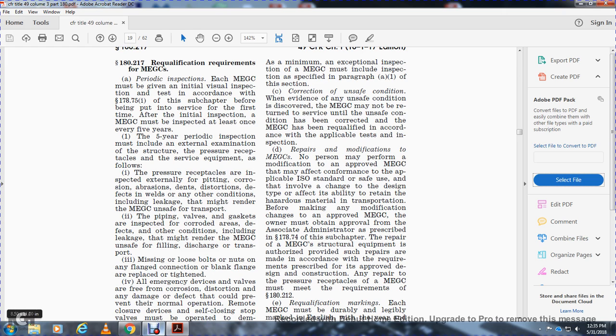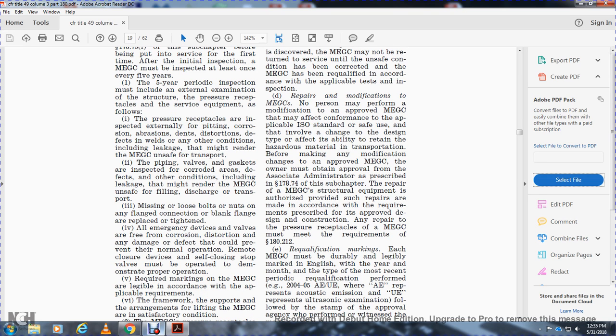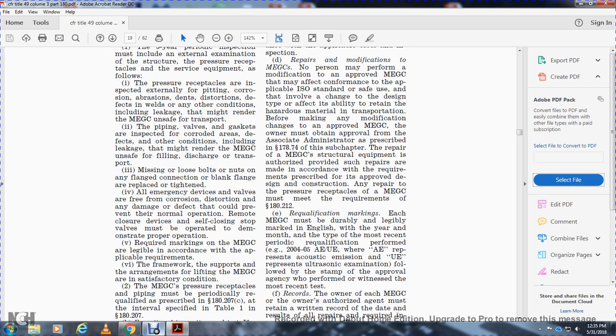Missing and loose bolts, nuts, or flange connections must be replaced and tightened. All emergency devices must be free from corrosion, distortion, or any damage or defect that could prevent normal operation. Remote closure devices and self-closing stop valves must operate to demonstrate proper operation. Required markings on the MEGC must be legible and conform with the applicable requirements of 178.75. The framework, supports, and arrangement for lifting the MEGC must be in satisfactory condition.